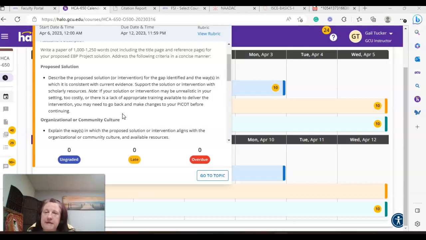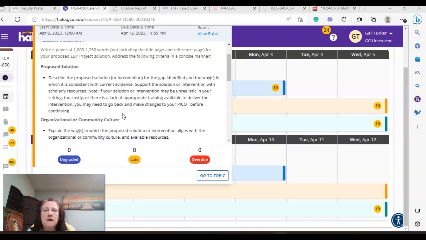And again, it's evidence-based, so your paper should be heavily cited. You're not coming up with this solution on your own. You found it in the research. You're going to cite that, and then that's what you're implementing. So the first one is to describe the proposed solution. And so you're going to describe whatever your intervention is that you're doing for your problem.